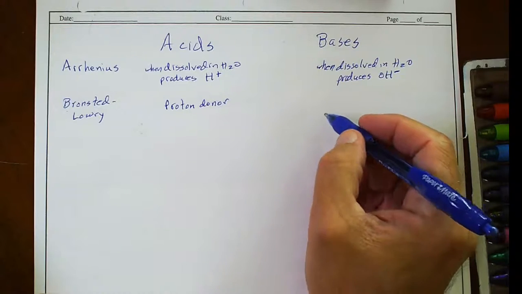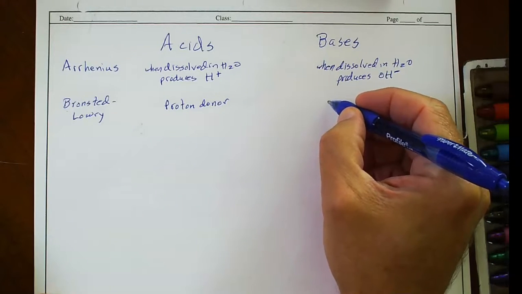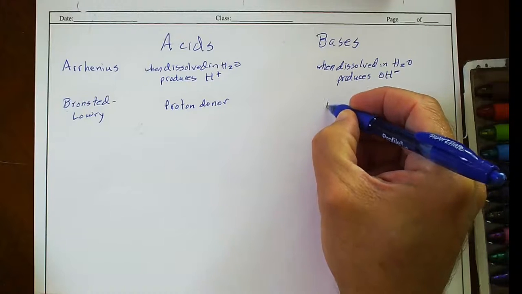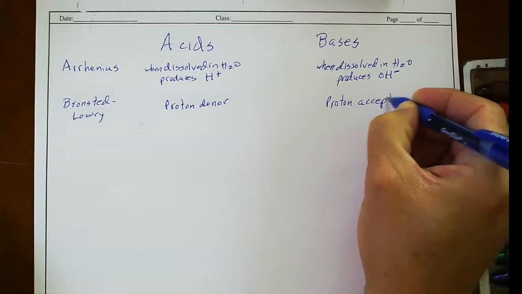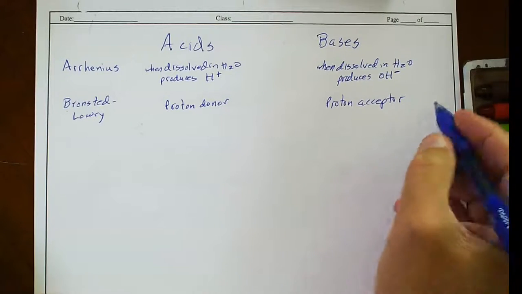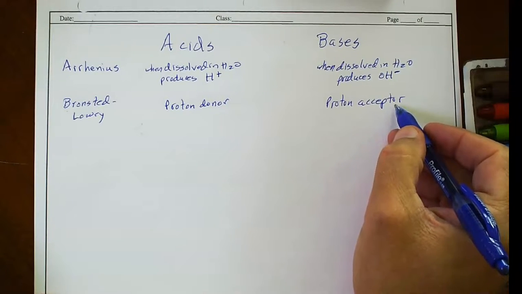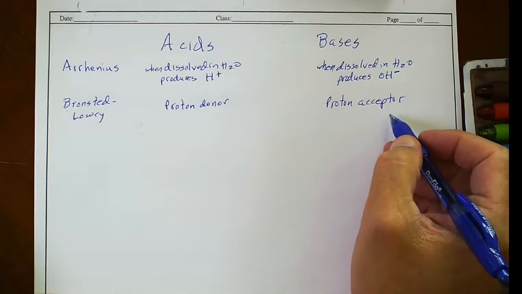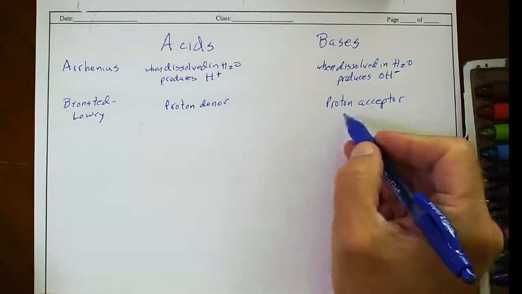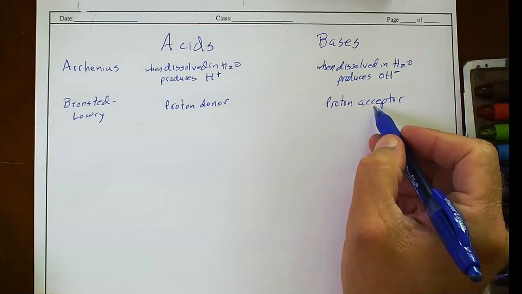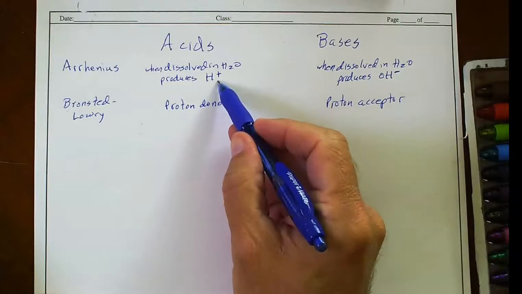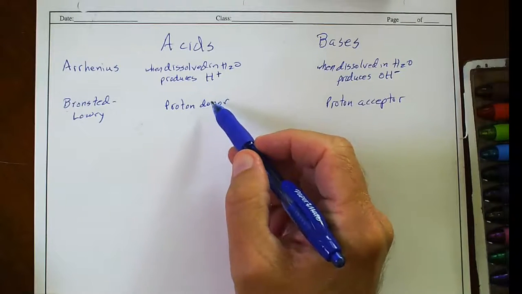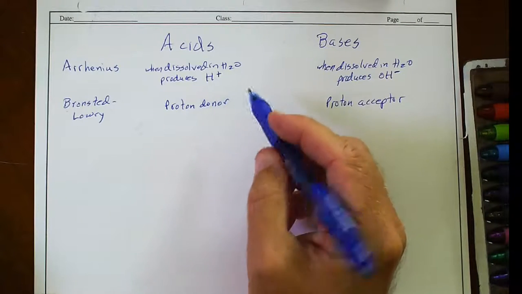But where their definition gets a little easier to work with is that they refer to bases as proton acceptors, or as Mr. Spock would have said on Star Trek, acceptor. This is a little more in line with the definition you find in a lot of biology textbooks, where they simply say that bases combine with the hydrogen ions or the protons that acids give off.